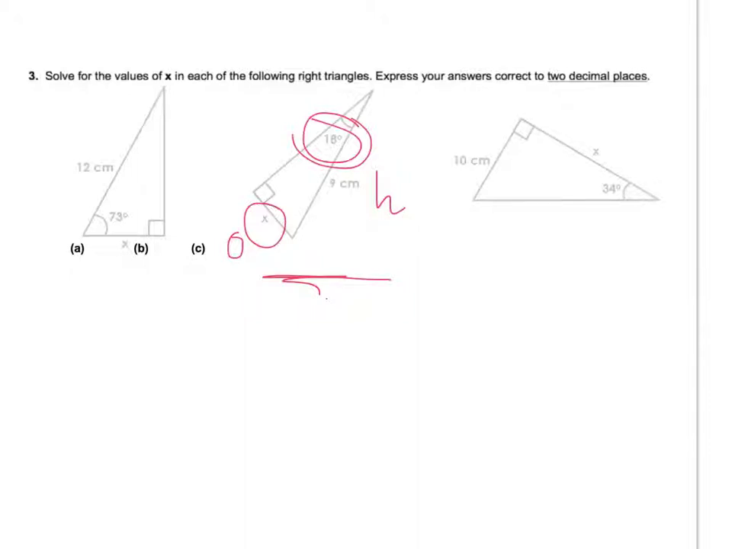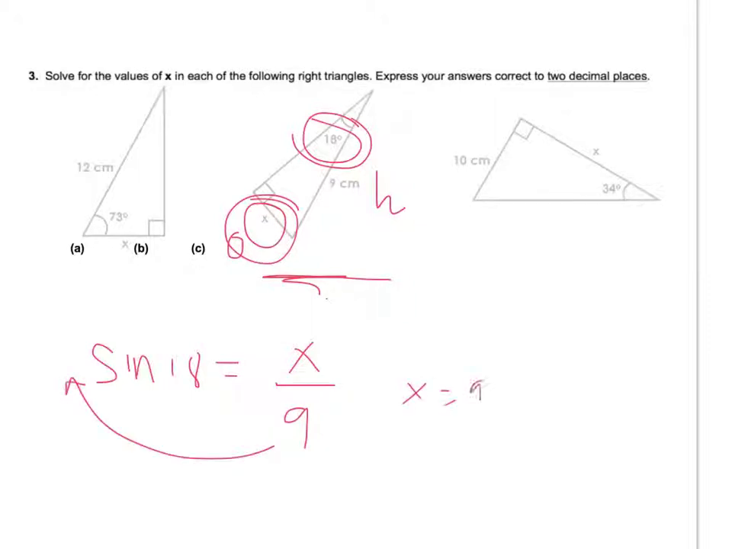Sine, cosine, tangent. Sine. Sine of 18 must be equal to the opposite, x over 9. Same idea. x must be 9 sine of 18. Finished.